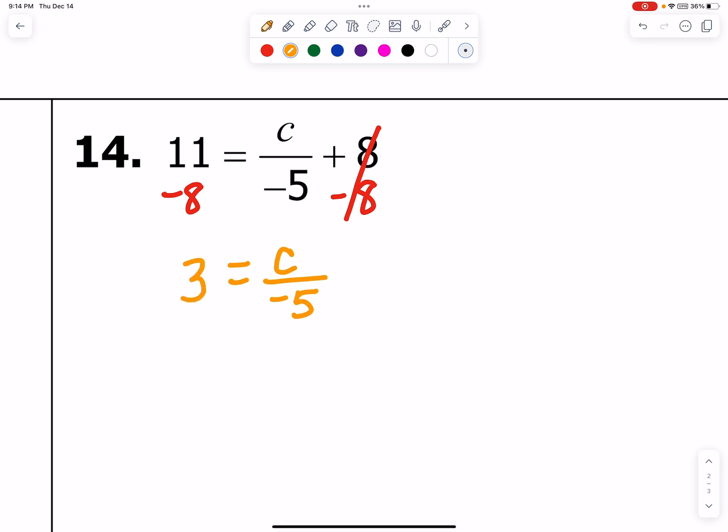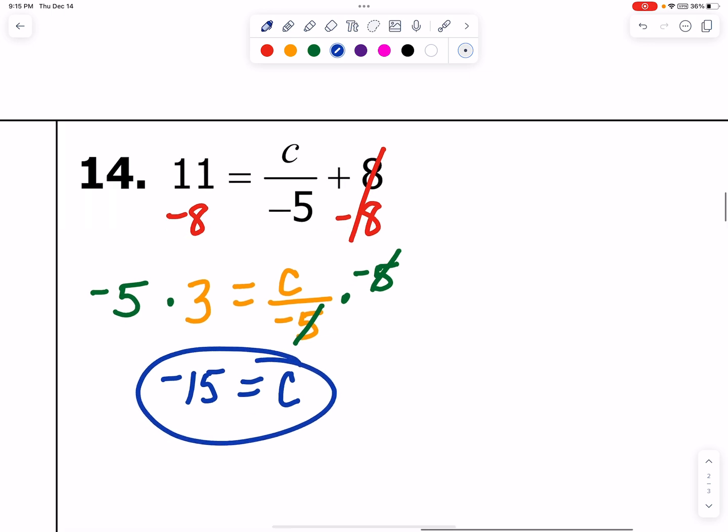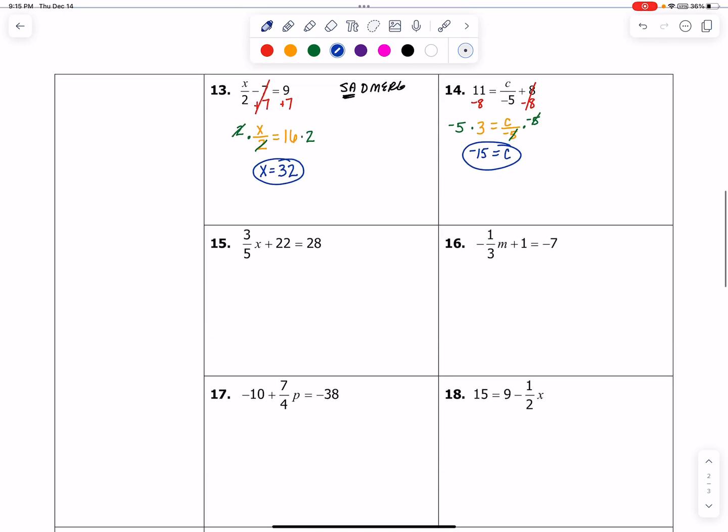All right, now we have to get rid of this divided by negative 5. How would you get rid of a divided by negative 5? Well, we would multiply by negative 5. So this is where it goes in the numerator on the side, and then you need to do it to both sides. Physically cross that out, and we are left with c equals negative 15.